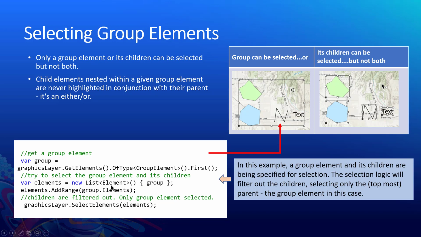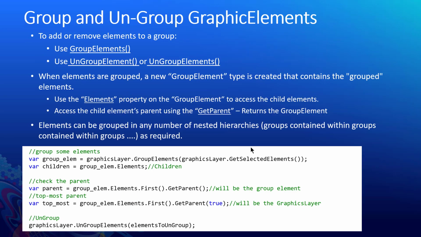I now add the children of the group elements to this list using the elements property of the group element. This list now holds my group element and its children. Now I select elements using the select element method on the graphics layer. I pass in my graphic element collection that contains the group element and its children. In this case, Pro will only select the group elements.